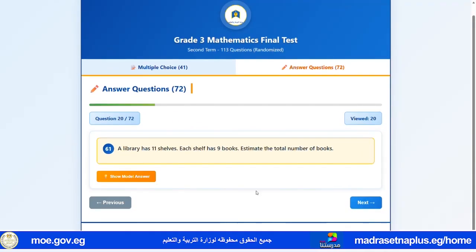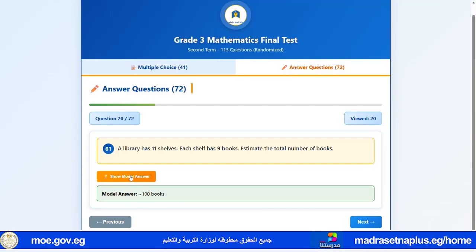A library has 11 shelves. Each shelf has 9 books. Can you find the total for 11 shelves with 9 books in each one? Good. Your answer is right. Estimating means that 99 is closer to 100.